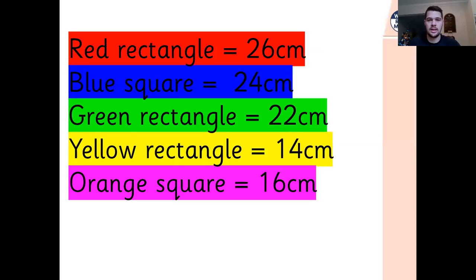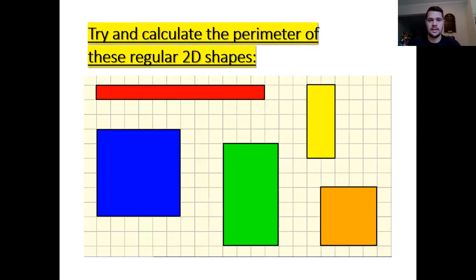So our red rectangle is 26 centimeters because I've got 1, 2, 3, 4, 5, 6, 7, 8, 9, 10, 11, 12 centimeters here. So I know that this width is also 12 centimeters. 12 times 2 is 24. And then I've got 1 centimeter here and 1 centimeter here. So 24 plus 2 is 26 centimeters.